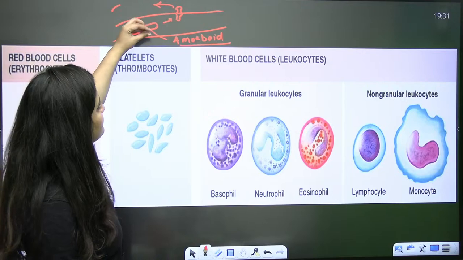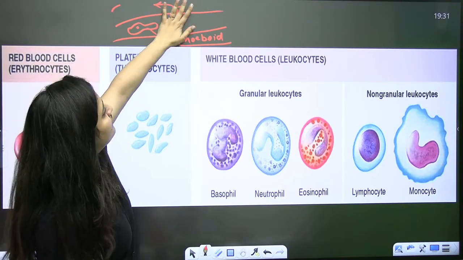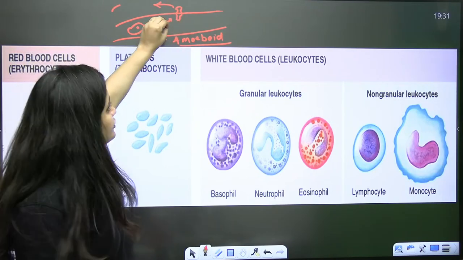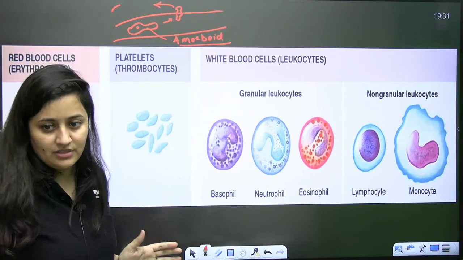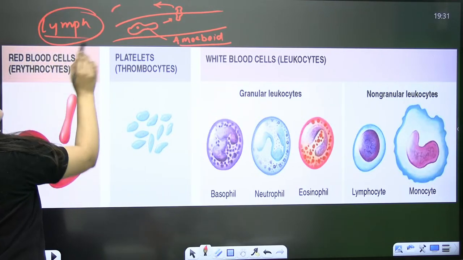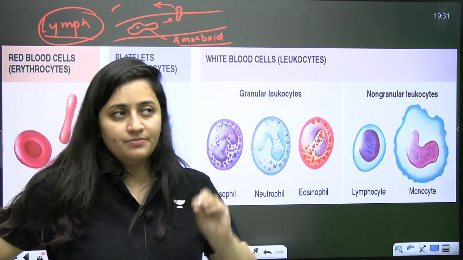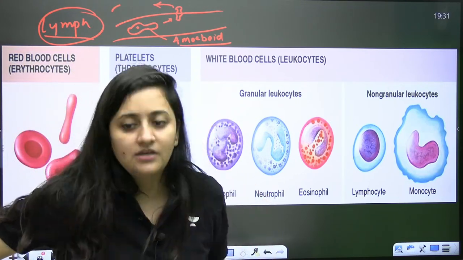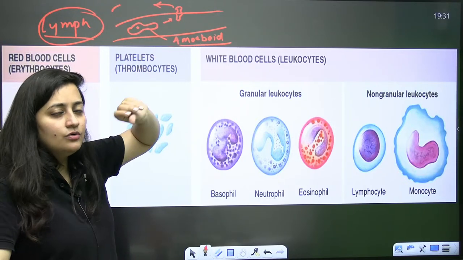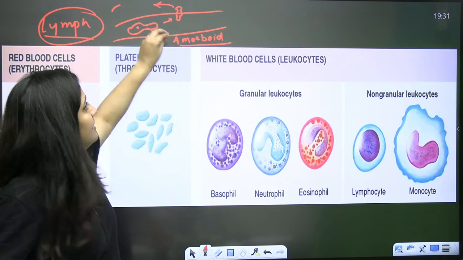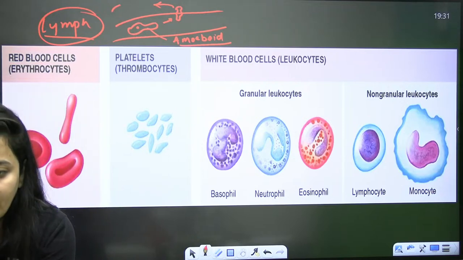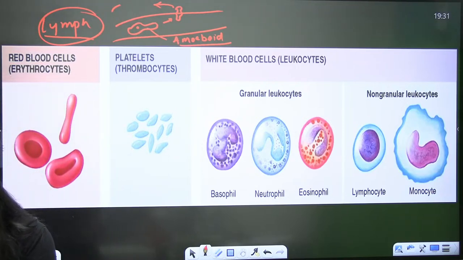These WBCs show the creeping movement, and because of that creeping movement, they can move into the surrounding. They can just squeeze out from the blood capillaries and go into the surrounding. That's why we even see that in the lymph also. Lymph does not have RBCs, but lymph has certain WBCs. So diapedesis is a property of WBCs: they show the amoeboid, creeping movement, and squeeze out from the blood capillaries into the surrounding.